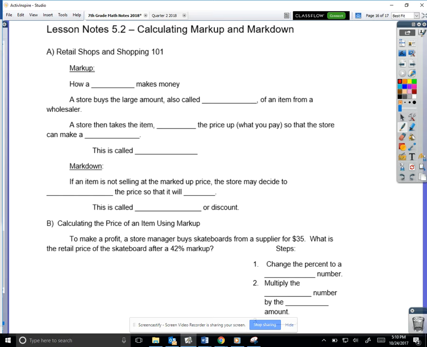All right, my little math friends, we're moving further into chapter 5. Now we're going to get into some more interesting stuff. 5.2 is going to be talking about calculating markup and markdown. I'm going to explain to you what that is. This next part is going to have a lot to do with shopping, so maybe you're going to be excited about that if you like to shop.